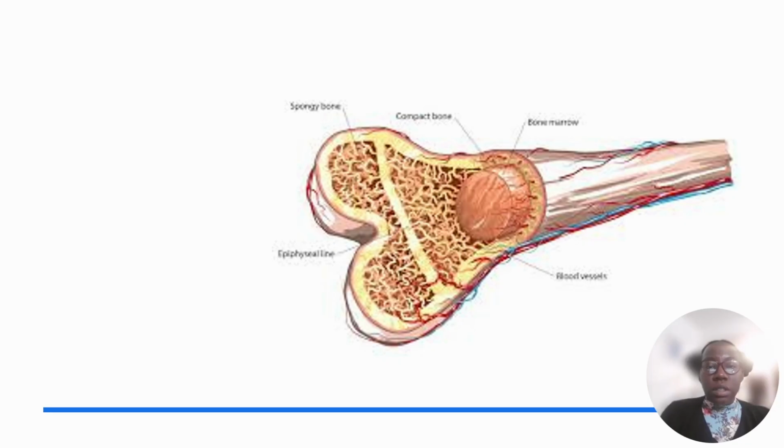Here, you can see it here. This is the compact bone. And the space where there is a lot of holes in the bone, this is the spongy bone. And the spongy bone harbors the bone marrow, and it can be yellow or red. The yellow is for fat and the red is for blood components.